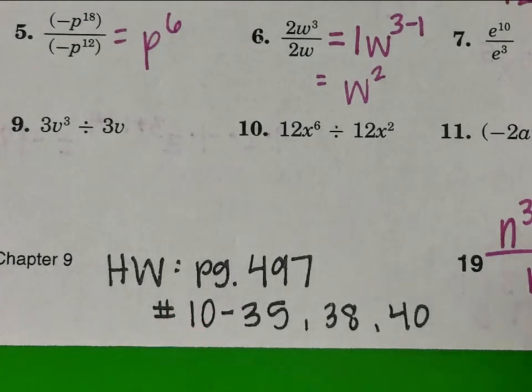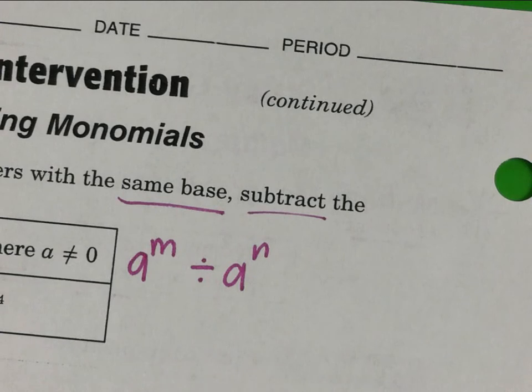Your homework is written at the bottom of your page. So you've got page 497, numbers 10 through 35, 38, and 40. You should be able to finish this before you leave.